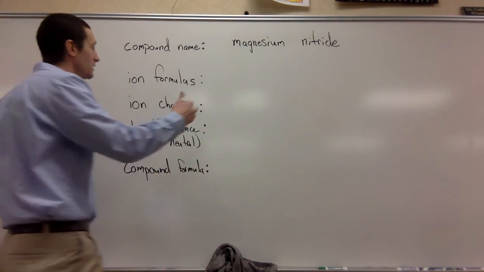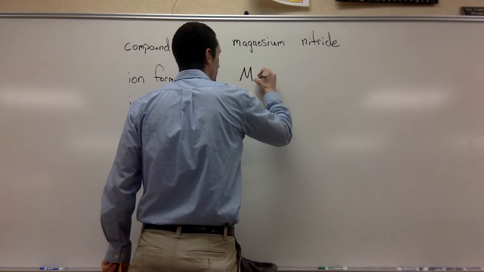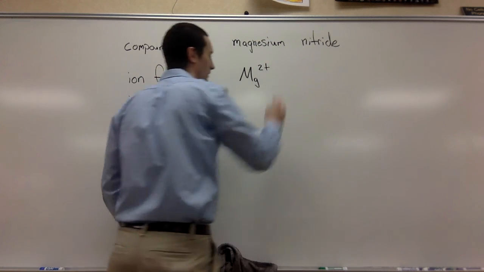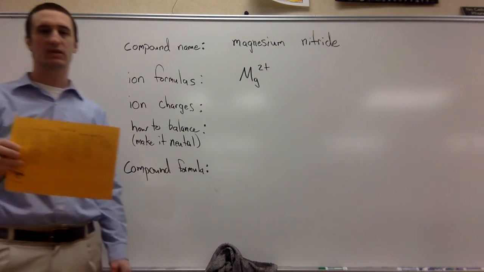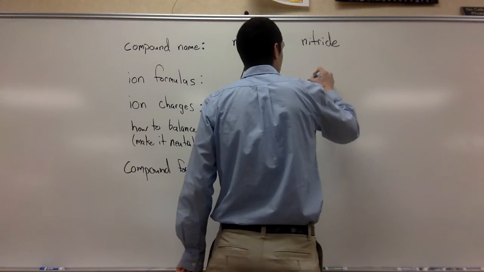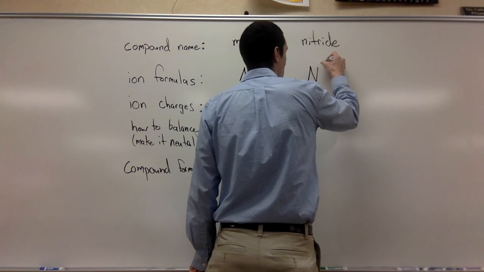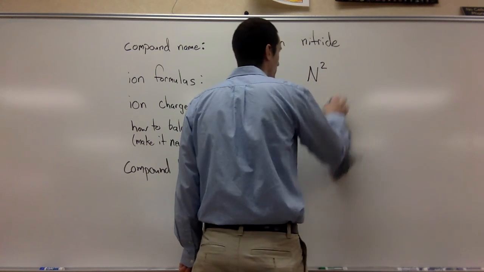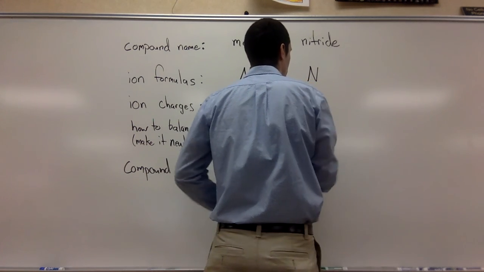So magnesium, you should be able to find that one. Magnesium is a 2+, and nitride is N, and it's 3-.